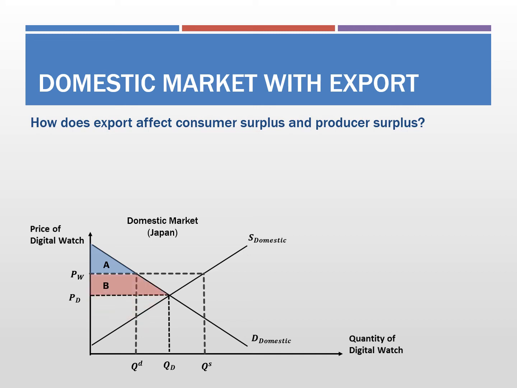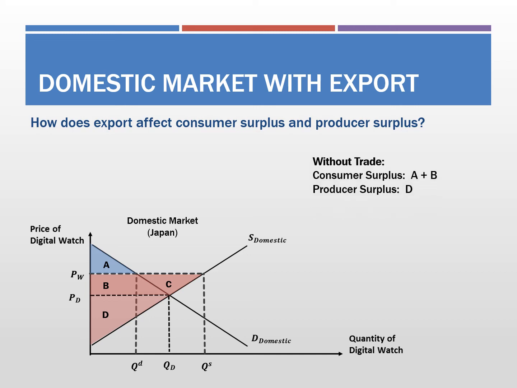However, the producer surplus in this case will be the sum of areas B, C, and D. As you can see, it's going to be much larger. And how do we know? Because the domestic firm is going to respond to the demand in the world. Since the world market is willing to pay $120 to buy these watches from the Japanese firms, the Japanese firms will react and try to produce more. And as you can see, the quantity supplied in this case will increase dramatically.